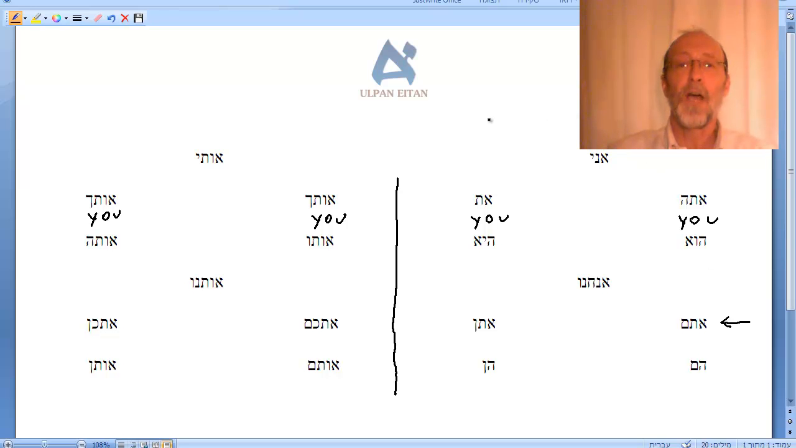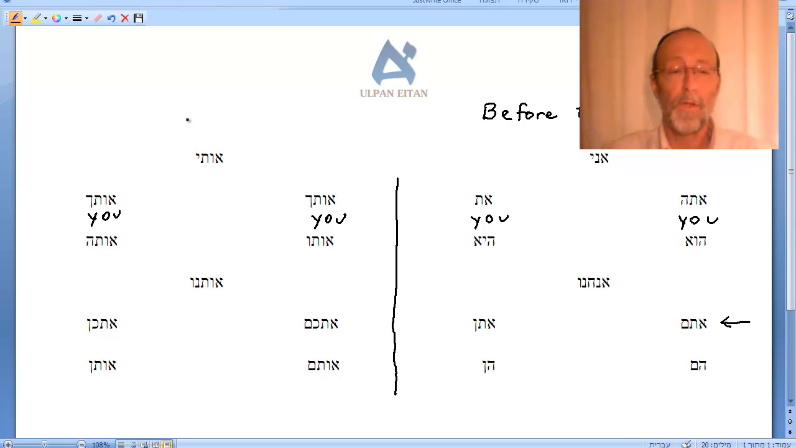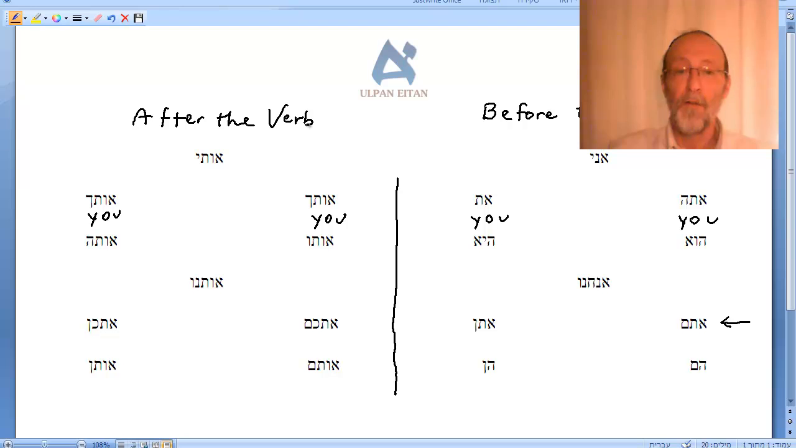Okay? The chart on the right-hand side, we're going to call it before the verb. That's its place. That's where it belongs. The one on the left-hand side is going to be after the verb. And therein, folks, believe it or not, we have fundamentally explained the primary difference between these two charts.